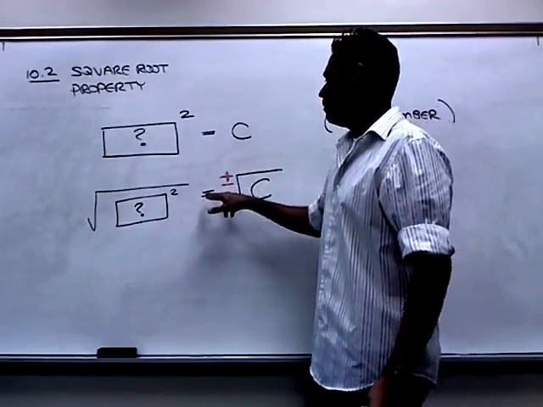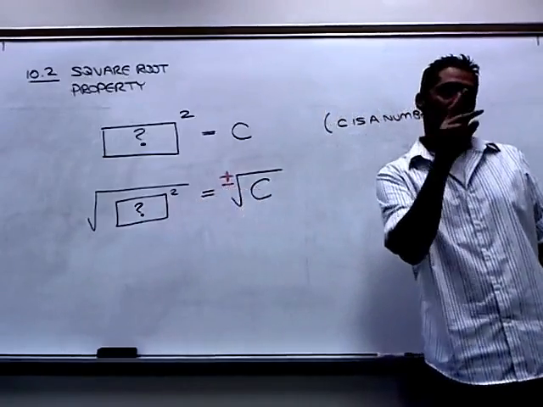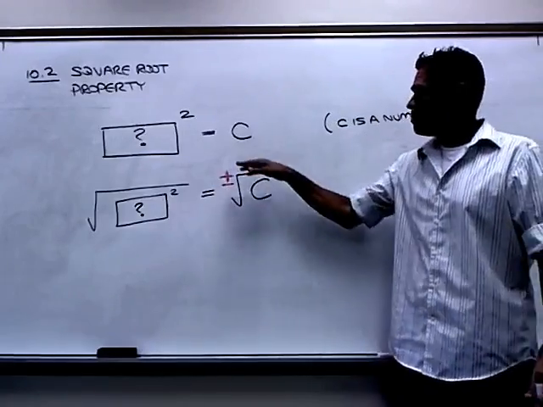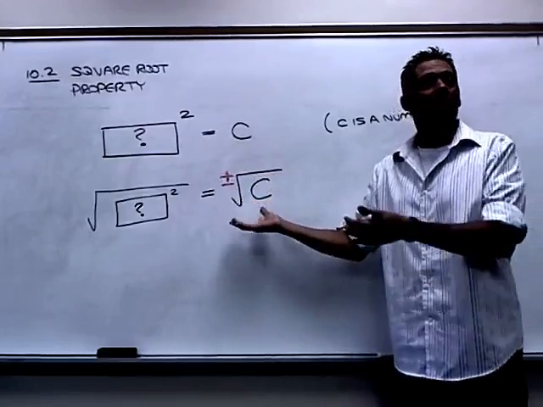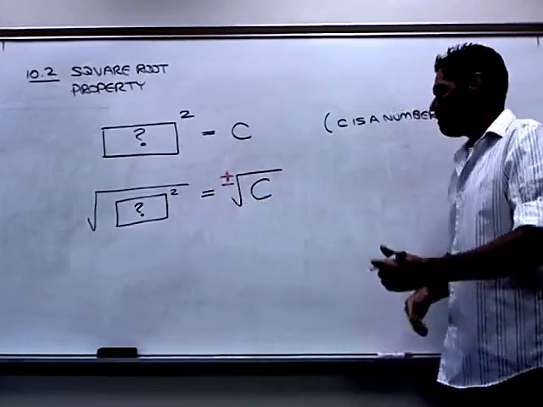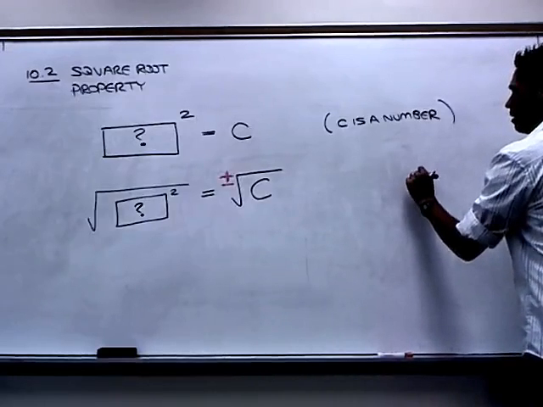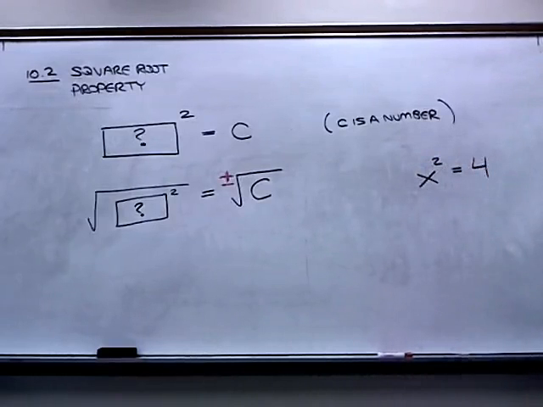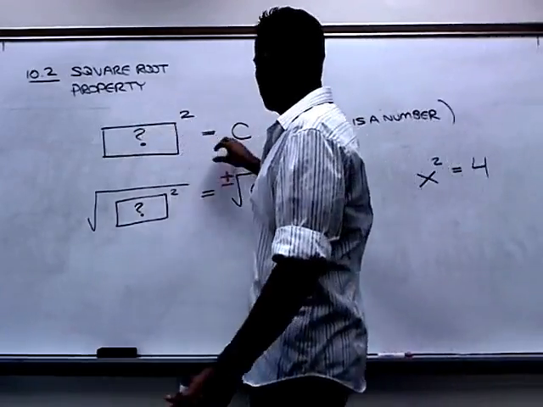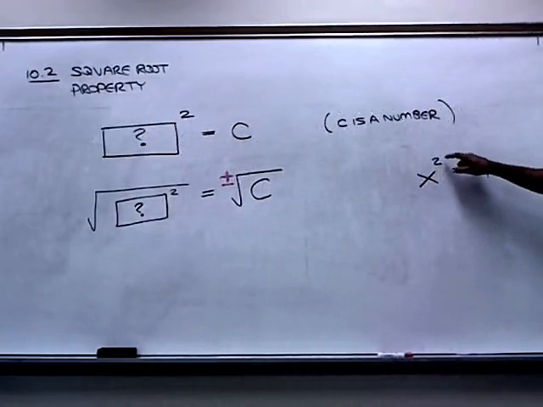But that plus or minus says that there are going to be two answers. One of them is plus this, and one of them is minus. That's the biggest mistake that people make with this, forgetting the plus or minus. Look, let me show you why it's so important. Look at this example right here. X squared equals 4. What numbers can I square to get 4? 2. 2 squared is 4, but is that the only number? No, negative 2 times negative 2 also gives me positive 4, right? So does this look like something squared equals a number?